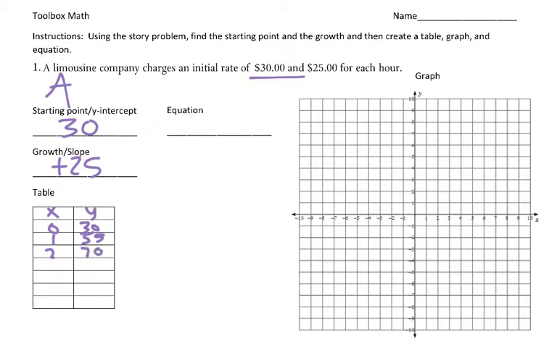So that would be 70, 80, 105, 130, 155, 180. So if you had it for 6 hours, it would cost you $180.